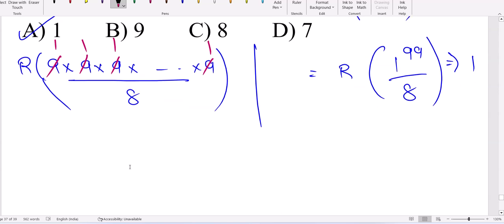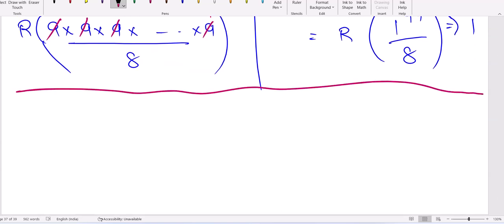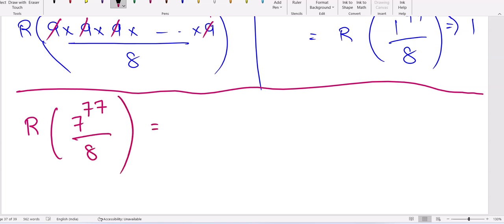Now the other question I am extending, not there in the booklet, but I am extending one question here. Remainder when 7 power 77 is divided by 8. For this question, there is another method using positive remainders also. 7 divided by 8, 7 is the remainder. As 7 cannot be divided by 8, we should write 7 square, 7 cube, like that. I will let you know two ways of solving this question.